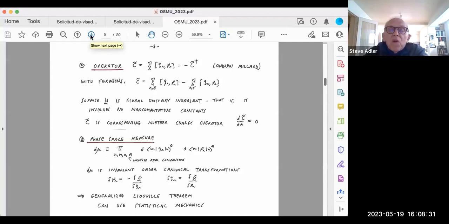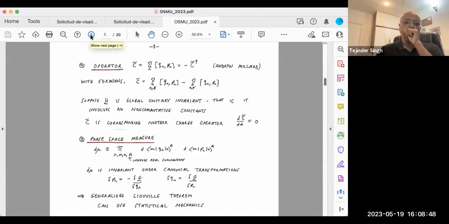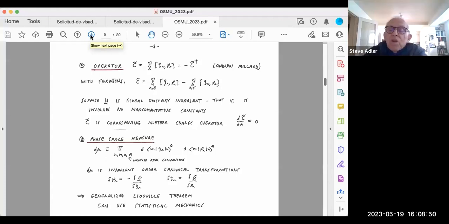If the trace H is global unitary invariant, that is if it involves no non-commutative constants, then in fact, C tilde, this was in a paper with Achim Kempf, C tilde is the corresponding Noether charge operator, dC tilde/dt is zero. So C tilde is conserved, and therefore it can appear in the canonical ensemble. And it's a rather general property as long as the original trace Lagrangian or trace Hamiltonian are global unitary invariant.